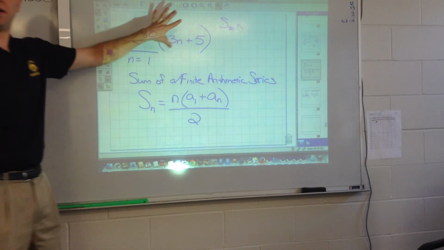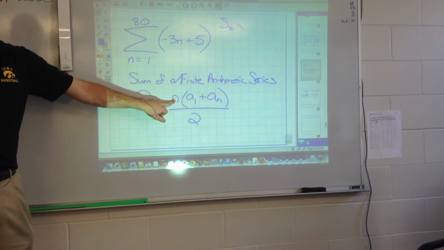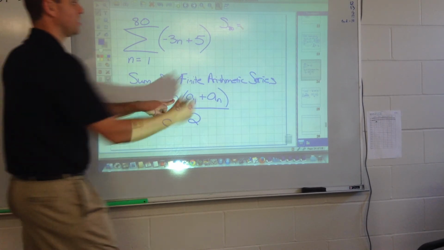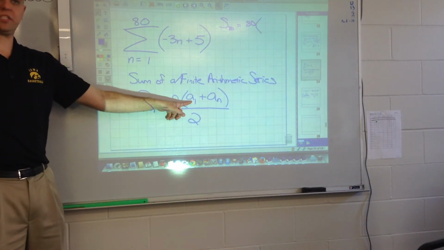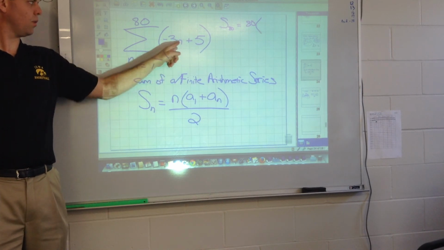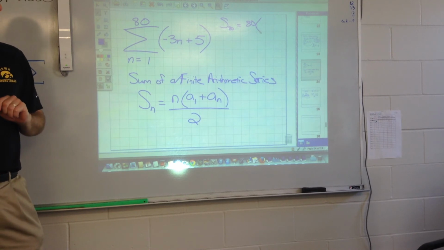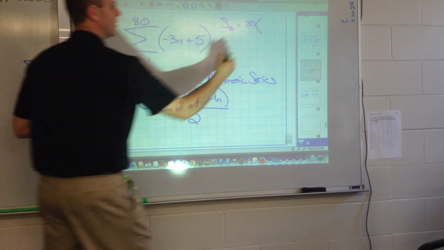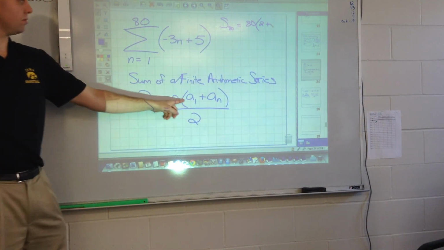So the sum of these 80 numbers will equal, what's n going to be? 80, because that's how many numbers you're adding together. What's the first term of the series? How do I figure it out? Plug in 1 for n, what do you get? 2, positive 2, right? So my first term is 2.